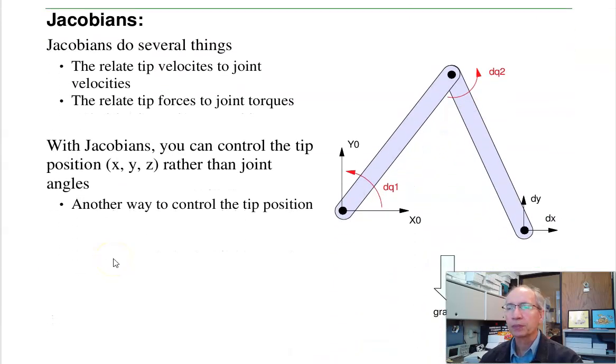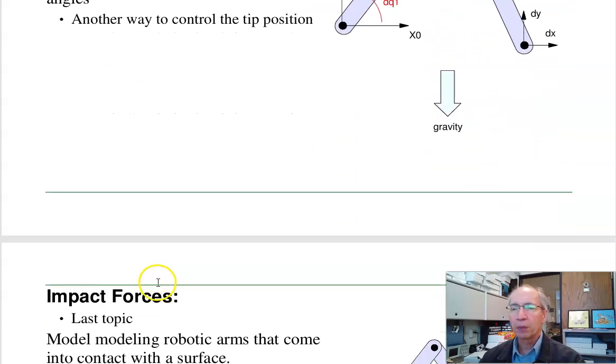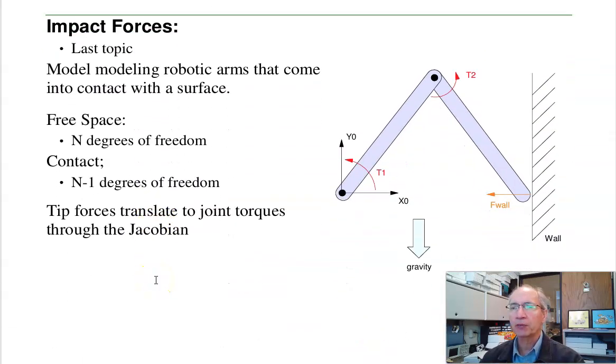Next, we look at Jacobians. Jacobians do several things. They relate tip velocities to joint velocities. They relate tip forces to joint torques. With Jacobians, I can control the tip position of a robot in XYZ coordinates rather than the joint angles. It's another way to control the tip position of a robot. But Jacobians also let you model impact forces. If the robot hits a surface, the force on the wall translates to the joint torques through the Jacobian. In addition, I get kind of a weird phenomenon. If I have n degrees of freedom in free space, I lose 1 degree of freedom when I come in contact with the wall.